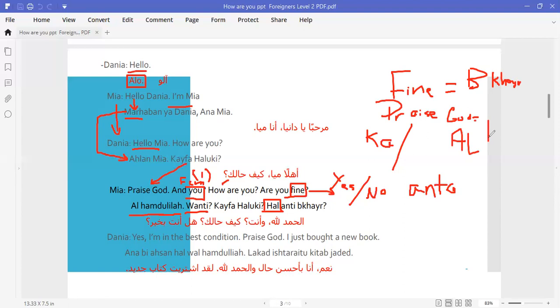So praise God is what? Alhamdulillah. Let's see what Dania will ask. Praise God. Yes, I'm in the best condition. Here there is something new about her current status. She is not only fine, she is in the best condition. Yes is what? Na'am.